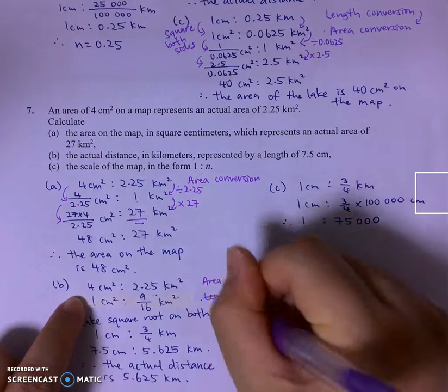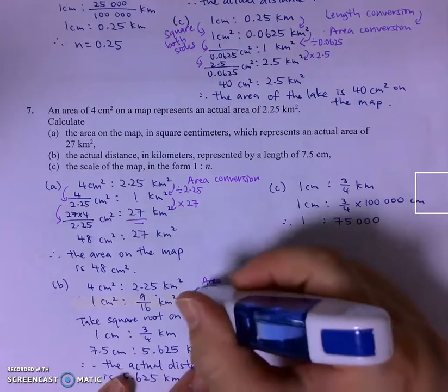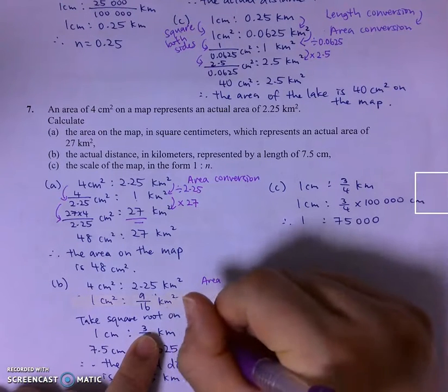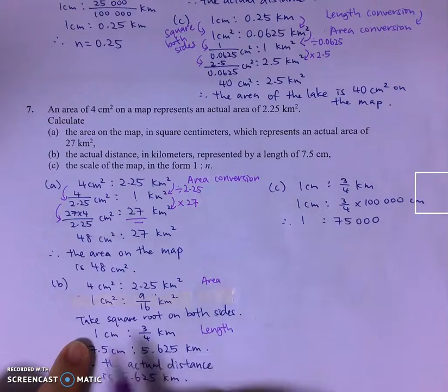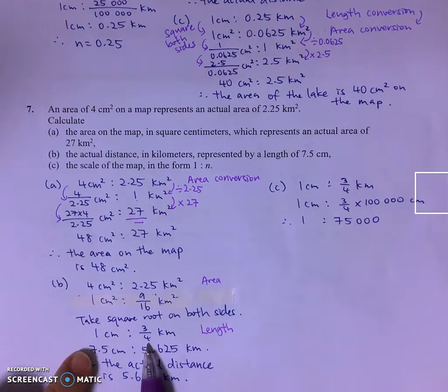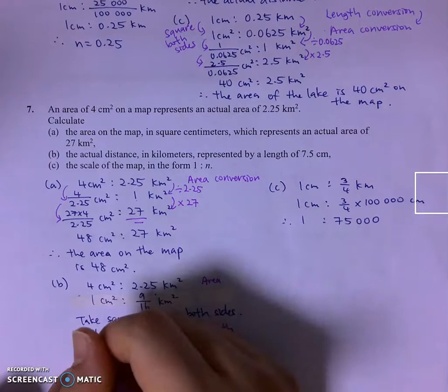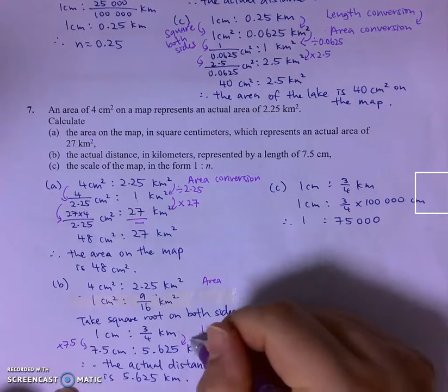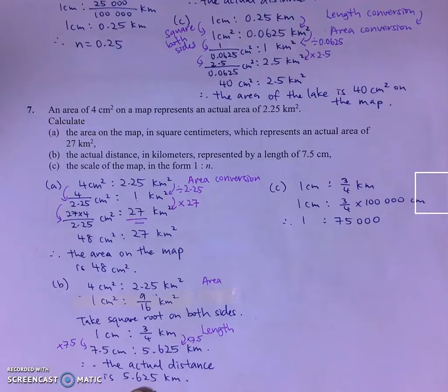So for this part here, what I'll do is to first simplify. Okay, so I have 4 cm square. I want to change it to 1 cm square. Then I take square root on both sides to convert the area to length. Square root of 1 is 1. So this keeps things less messy. Square root of this 9 over 16 gives me 3 over 4. Then they want the distance on the map to be 7.5 cm. So I multiply by 7.5 on both sides to give me 5.625 kilometers. So the actual distance is this. I do not need to round this off because this is an exact value.